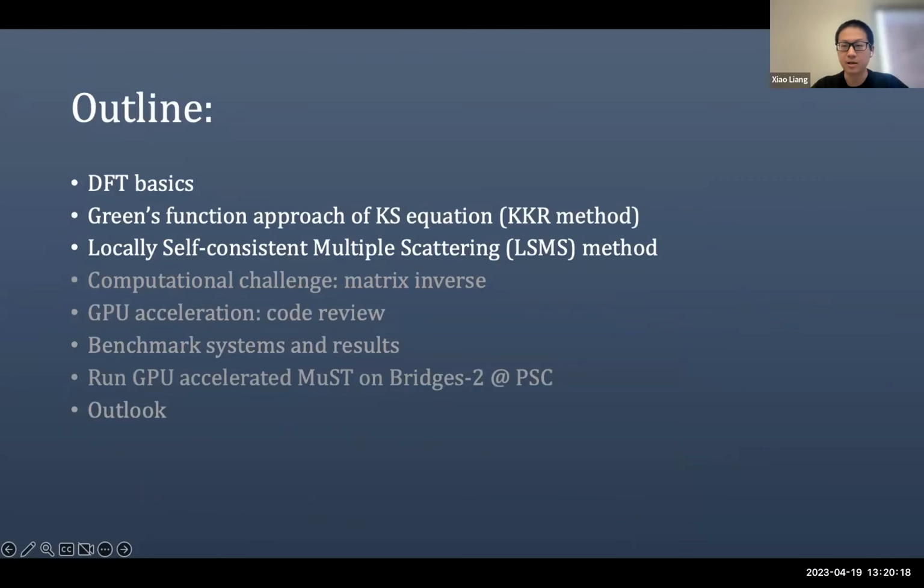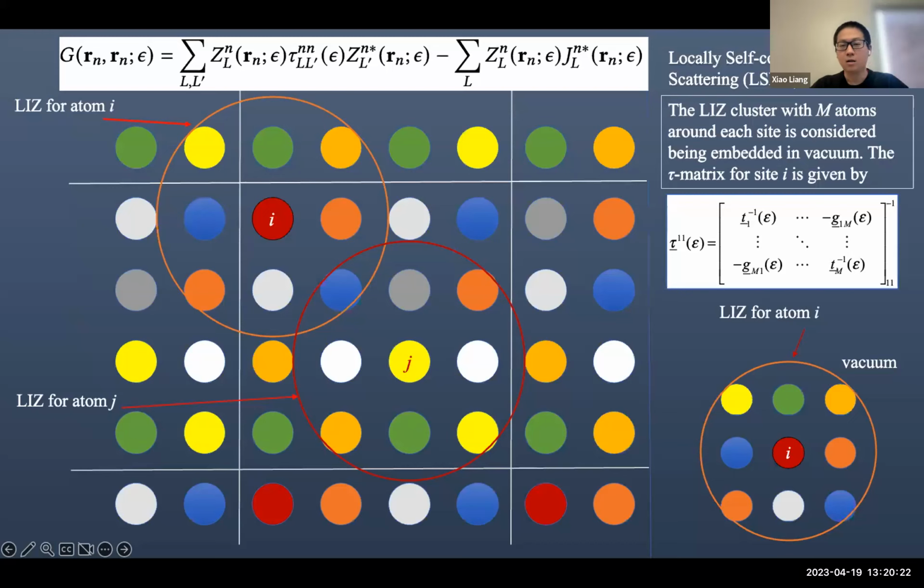Next, I will introduce the linear scaling method, the LSMS. Considering the charge density on one atom site, for example, the atom I in this slide, the charge density is obtainable from the Green's function, and based on the Green's function formula, Z and J are all single atom site solutions. The information of multi-atom potential is in the multiple scattering matrix TOR.